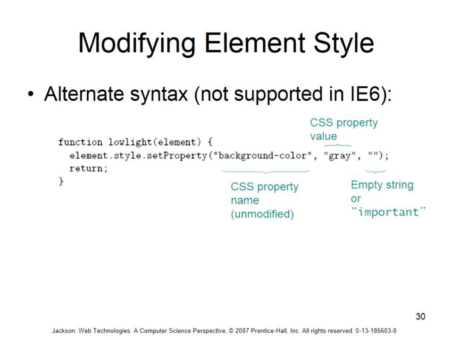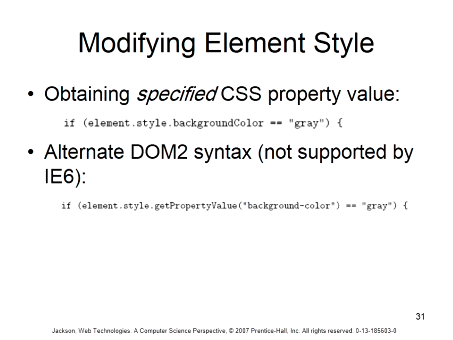When I use setProperty, I specify the CSS property name, the CSS property value, and for the third argument I can write an empty string or important. If I want this property to be important, I write important. Also, to obtain a specified CSS property value, I can write element.style.backgroundColor with JavaScript, or use the method getProperty, where the name is the CSS one. So getProperty returns the property, and setProperty modifies it. Any questions?